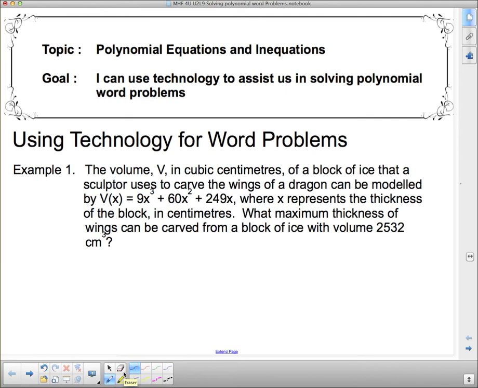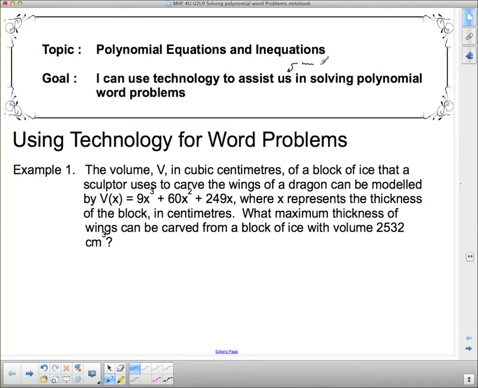Our topic today is polynomial equations and inequations, and our goal: I can use technology to assist us in solving polynomial word problems. Maybe that should say to assist me in solving polynomial word problems.